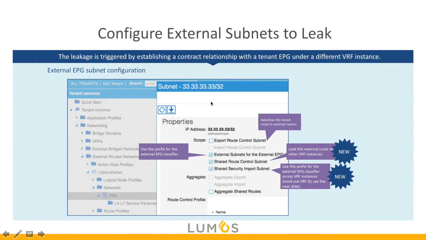And then if we're going to configure external subnets, here we've got tenant common, we've got networking, we've got our L3 out, we've got our networks, we've got one called PML. And it's 33.33.33.33/32, so it's a /32. And then we can configure it to route leak into our tenant VRFs.